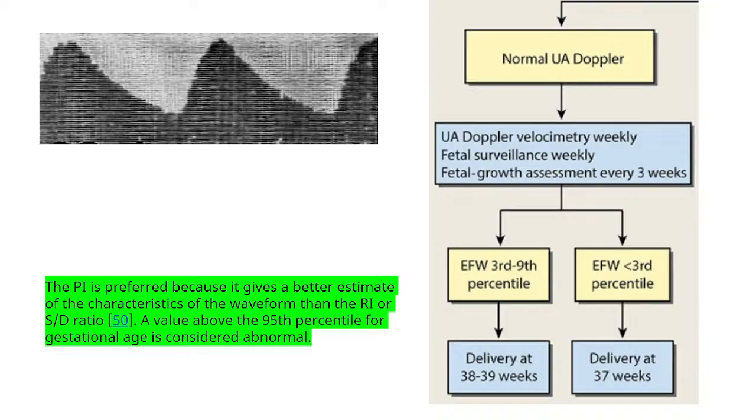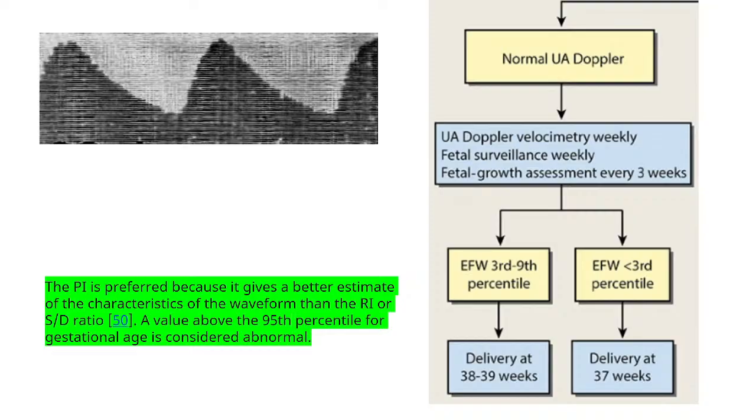Normal Doppler means there is continuous flow of blood in the fetal vessels. In the fetal vessel, during systole blood flows, and during diastole also blood flows. This is the systole, where the blood flow is at peak. Here in diastole, although at a lower level, still some blood flow occurs. So, continuous blood flow should be there in fetal vessels, and this is normal Doppler.